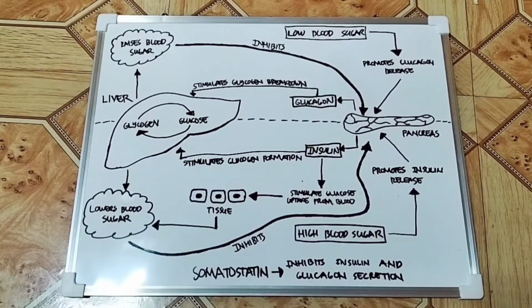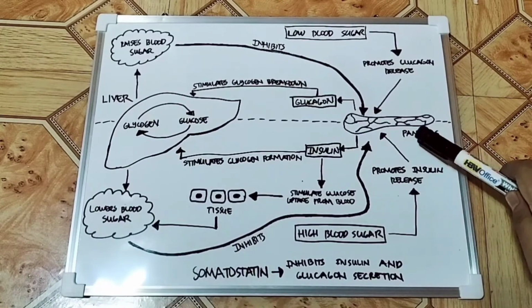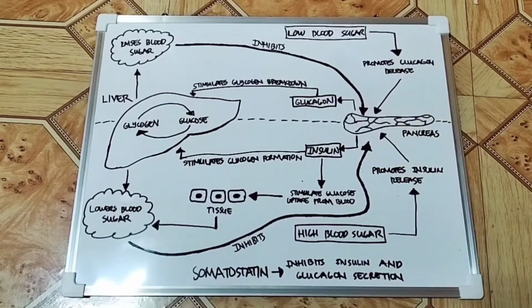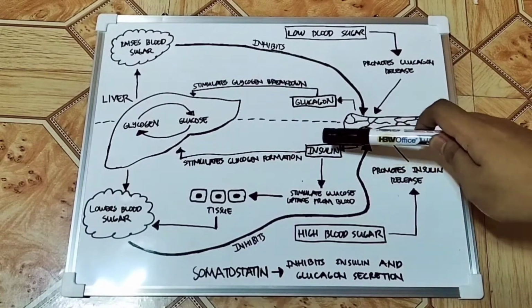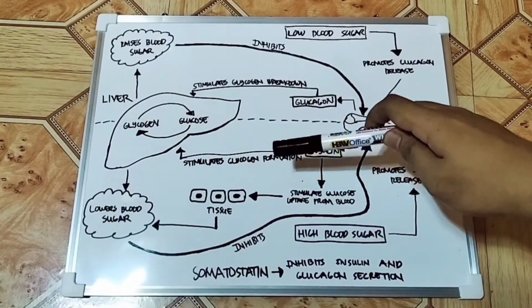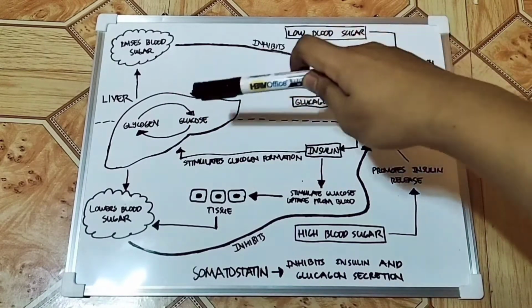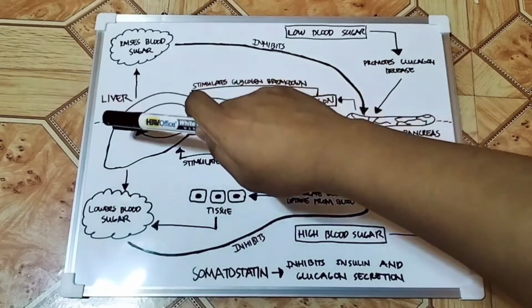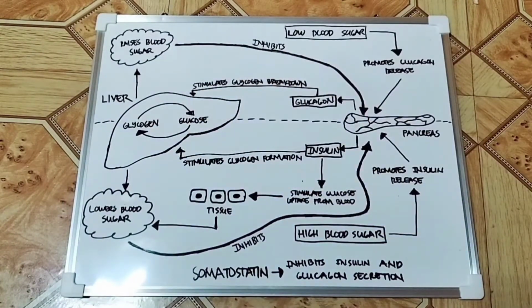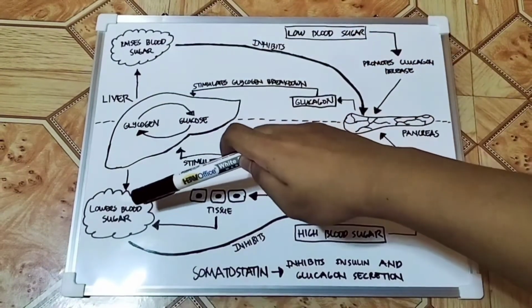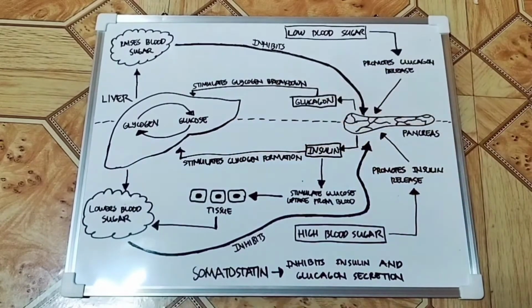This rise in the blood glucose level promotes the release of insulin from the beta cells of the pancreas into the blood. After the release of this insulin, it stimulates glycogen formation in the liver. Liver cells take up the excess glucose, convert it, and store it in the form of glycogen. This process of conversion of glucose into glycogen is called glycogenesis. This process lowers the blood glucose level to the normal level.